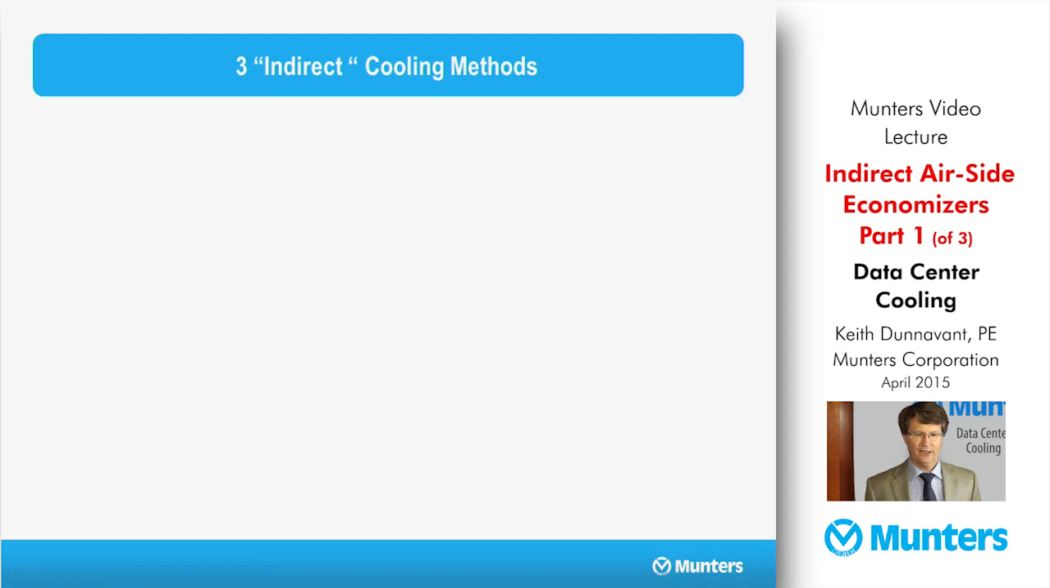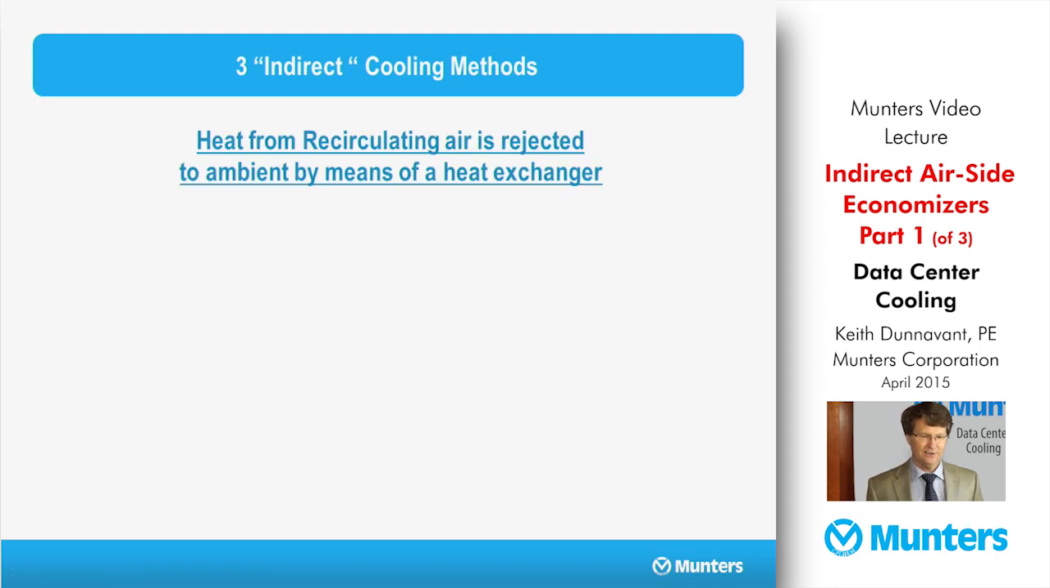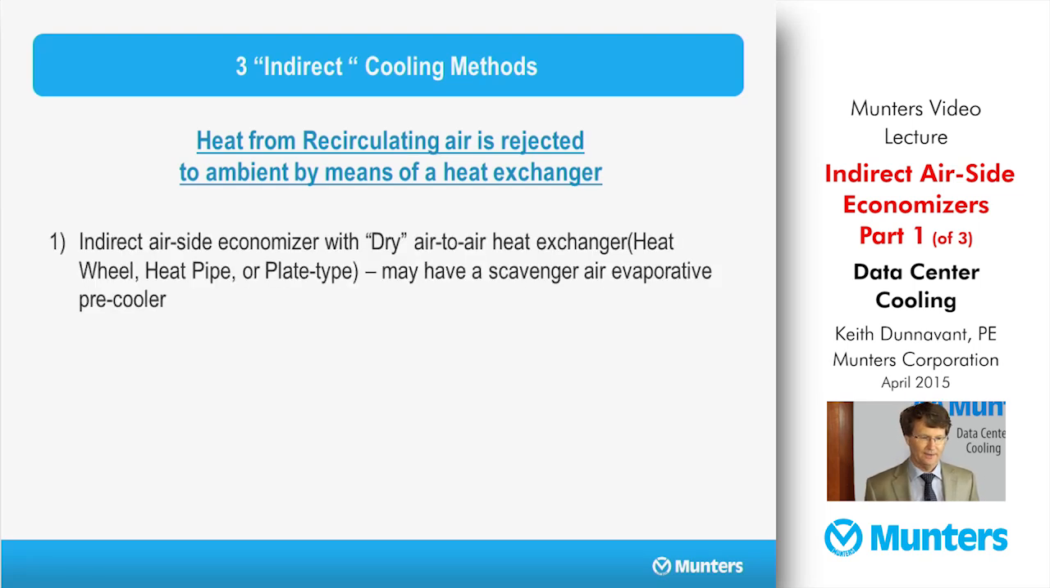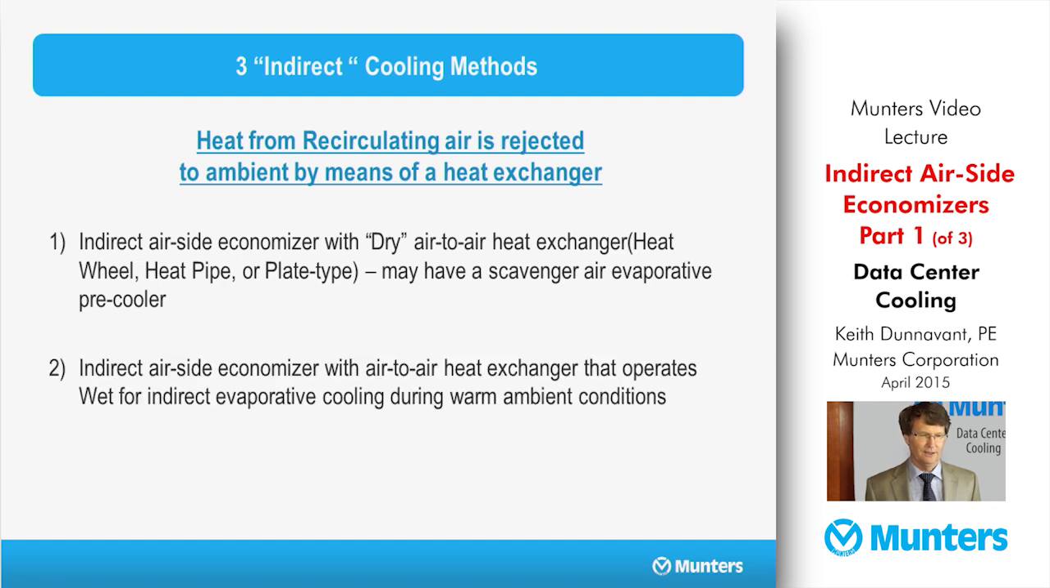There are 3 indirect cooling methods. In each of these, heat from a recirculating airstream is rejected to ambient by means of a heat exchanger. The first type is an indirect AirSide economizer with a dry air-to-air heat exchanger, such as a heat wheel, a heat pipe, or a plate-type heat exchanger. This may have a scavenger air evaporative pre-cooler included with it.